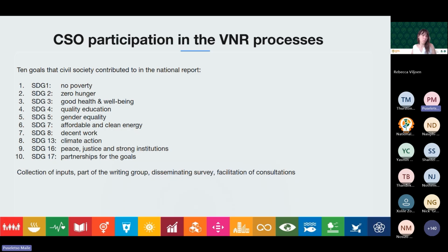So here, civil society was submitting written inputs. They were part of the writing group that was coordinated by the DPME, the National Planning Commission. They disseminated the survey that was developed by the National Planning Commission. They also assisted with the consultations that the National Planning Commission held during the voluntary national review process.